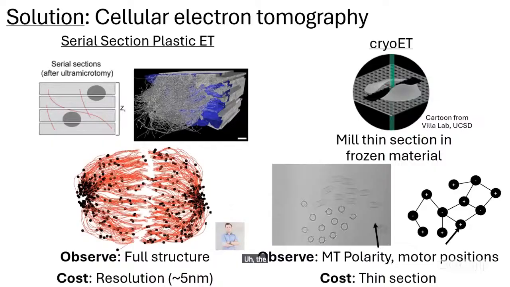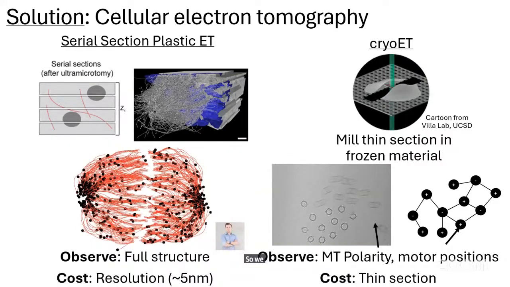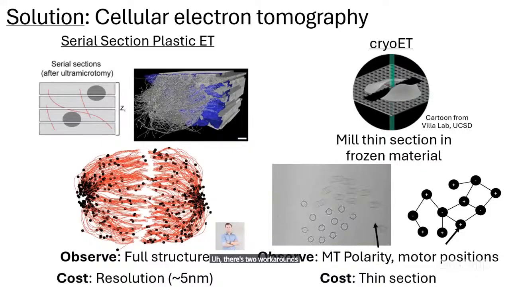The solution lies in recent advances in cellular electron tomography. The core challenge that has to be overcome here is that samples more than 200 to 300 nanometers thick are very electron opaque. So we somehow need to thin the sample in order to put it into an electron microscope and observe these structures beyond the diffraction limit of light. There are two workarounds that have been developed in the field.